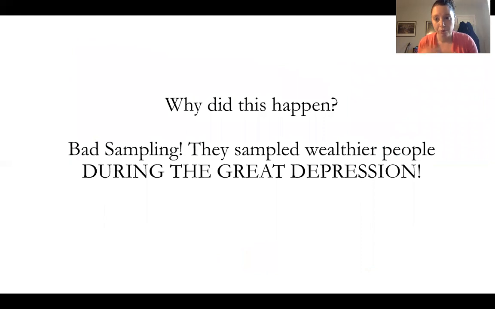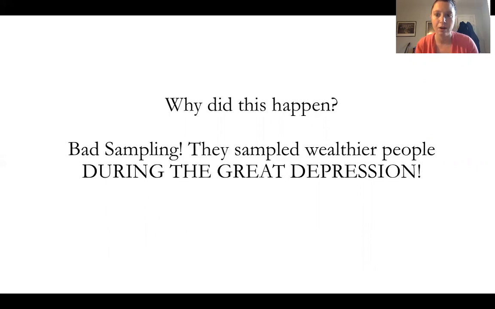Usually I prod the class to figure this out, but what happened was they were doing bad sampling. They were sending their survey out to their own subscriber list, as well as a list of people who subscribed to a magazine about cars, which means that they owned cars. Let's think that through. If you are subscribing to a magazine in the 1930s during the Great Depression, that means that you have disposable income. The vast majority of people during the Great Depression do not have disposable income.